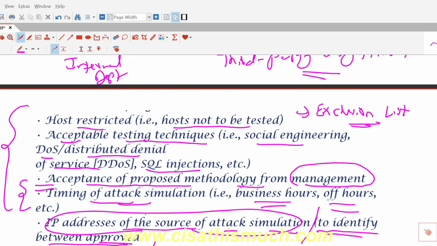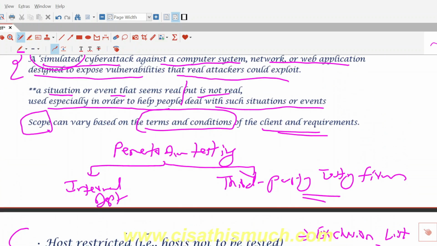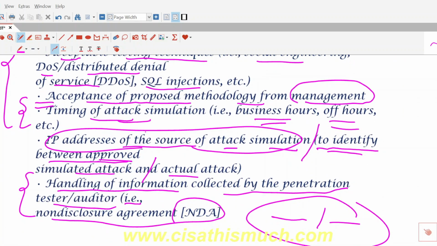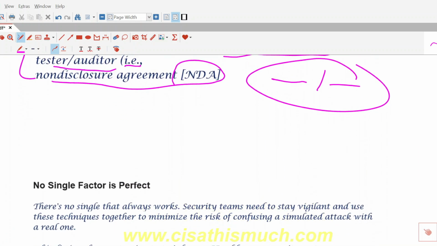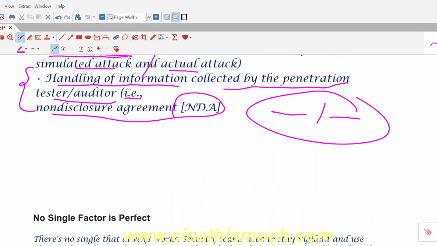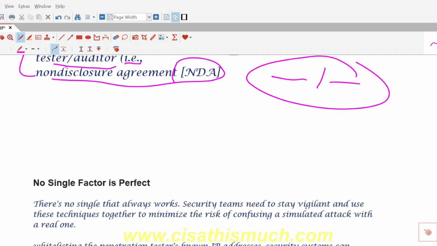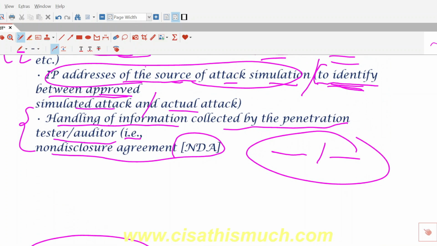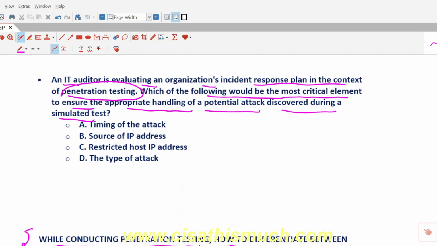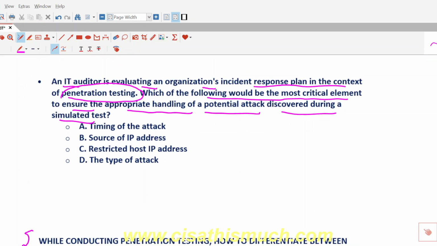So these are some of the terms and conditions mentioned in the review manual, and they themselves have mentioned the source IP, which is particular to identify between the approved simulated attack and the real attack. I'll be discussing the other reasons as well. Before that, one more thing is mentioned: no single factor is perfect. So let's get back to the question once again and go much deeper.